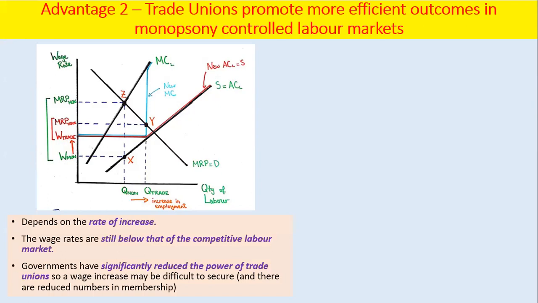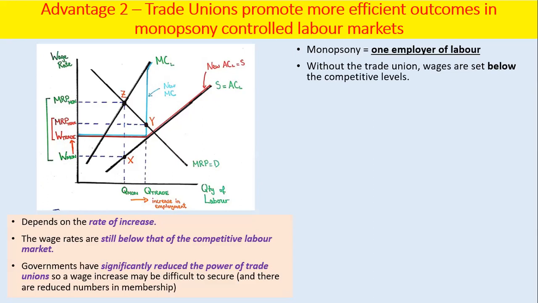Now you'll remember that a monopsony is where there is one employer of labour in a labour market. For example, in education, the NHS, all nurses in the UK that work for the state. So any public sector nurse or doctor will work for the NHS. The police force, for example, they are all a monopsony supplier of labour. So monopsony means that there is one employer of labour.